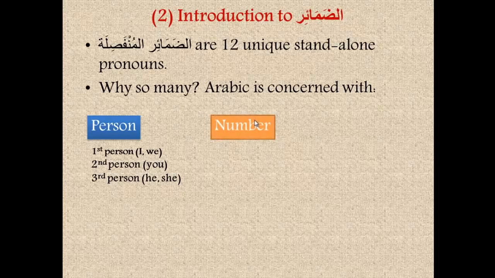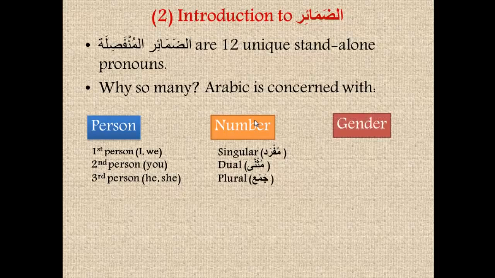Arabic is also concerned with number. You may recall from lesson number 1 that we discussed mufrad, meaning singular, the dual or muthanna, and the plural, 3 or more, or jama' in Arabic. And Arabic is also concerned with gender, the masculine, mudhakkar, and the feminine, mu'annath. And these 3 factors are all accounted for in al-dhama'ir al-munfasila, the personal standalone pronouns. And that's why there are 12 of them.